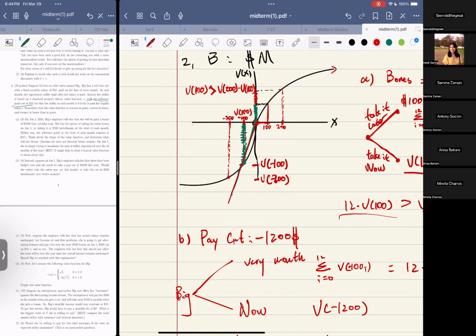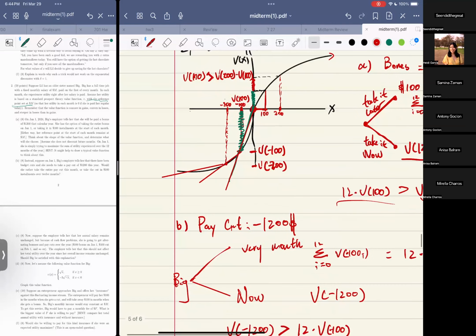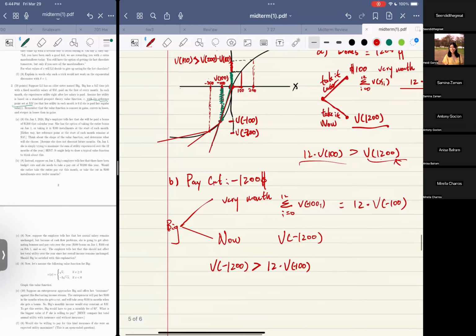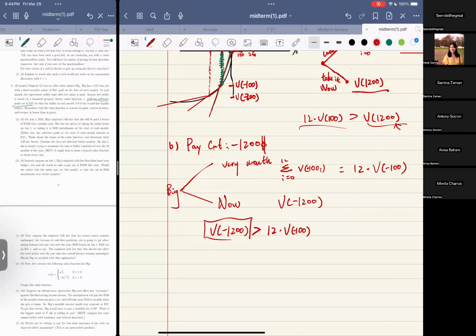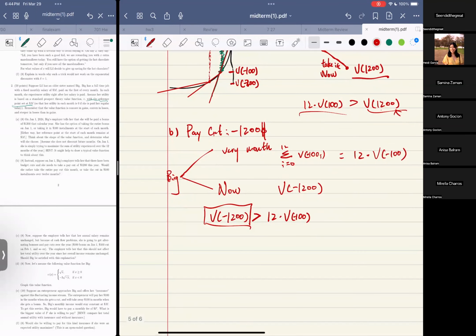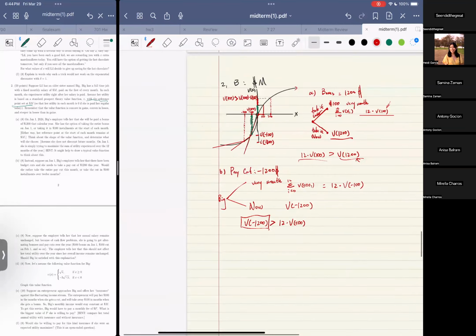Can you guys see this line, the red line? That's the average dollar of value that's lost. From here to here, it looks like this. So each additional dollar of loss hurts you less and less. Of course, that V of negative 1200 is going to be greater than 12 times V of negative 100, right? Does that make sense?